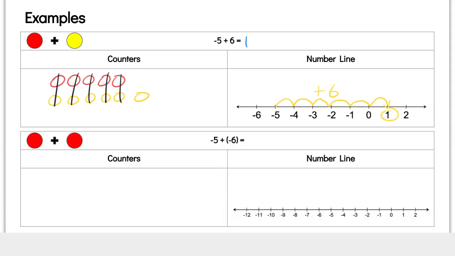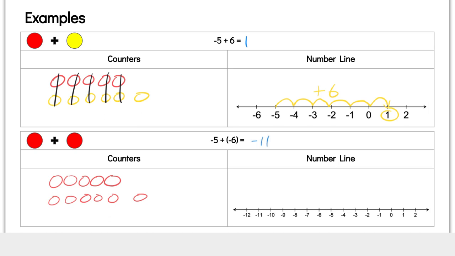Our next example says -5 plus -6. So we're working lots with negative counters now. 1, 2, 3, 4, 5 we start with, and we're adding 6 negative counters. 1, 2, 3, 4, 5, 6. And I line them up this time just so that we can easily count how many negative counters we have. And I can see that there are 11 negative counters. So it looks like -11.